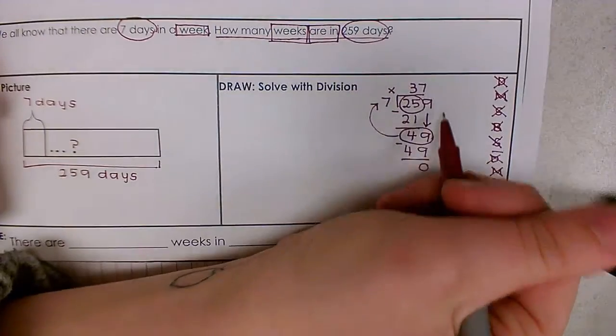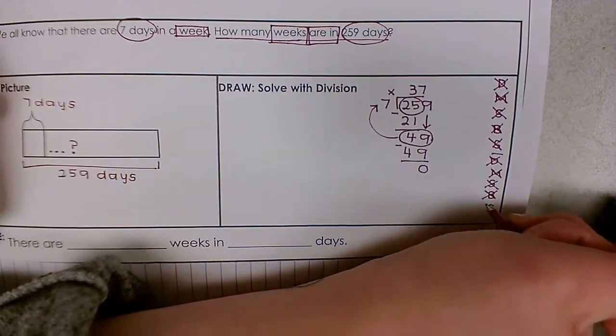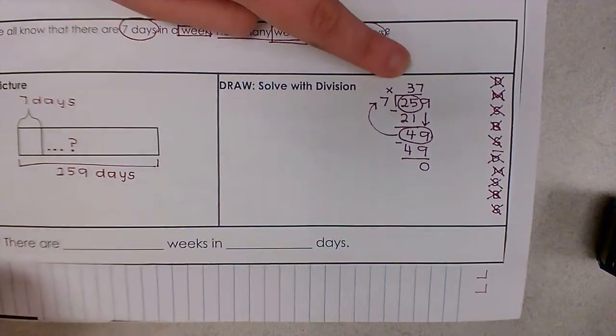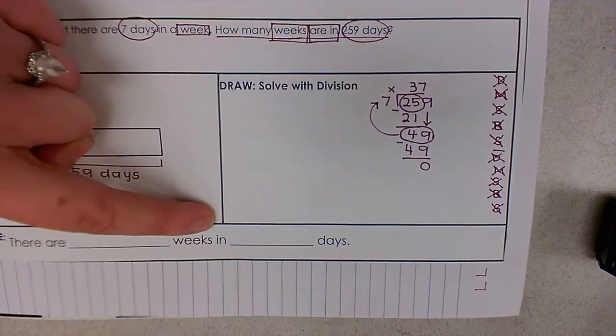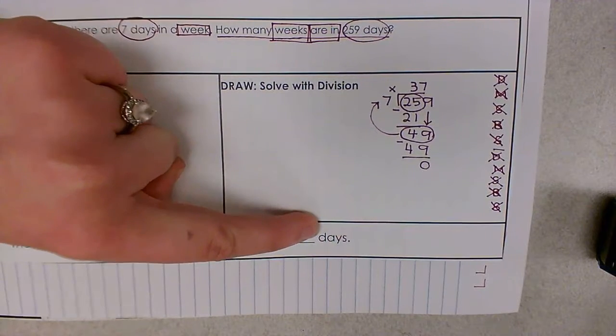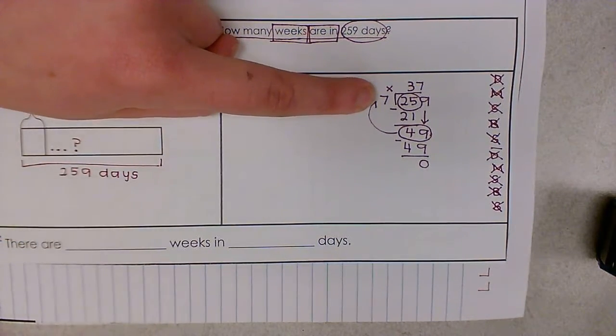There's nothing for me to bring down, and there's nothing for me to start over. So my quotient is 37. There are blank weeks in blank days. Remember that weeks are broken into groups of 7. That's why our divisor was 7.